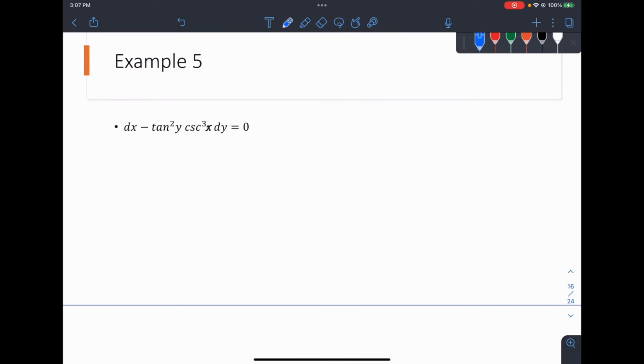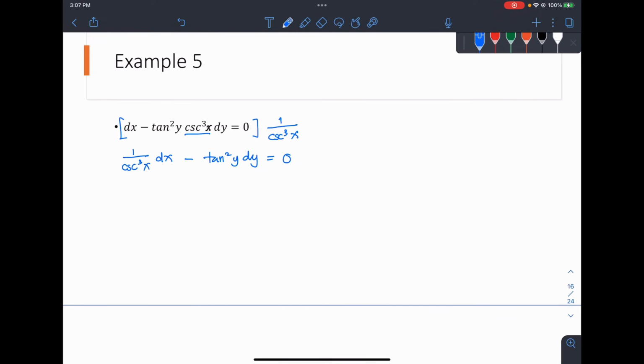So looking at the fifth example, it is cosine cube x dy. So we will be multiplying everything by 1 over cosecant cube x. Doing so, we'll have 1 over cosecant cube x, then dx, then minus tangent squared y dy is equal to 0.